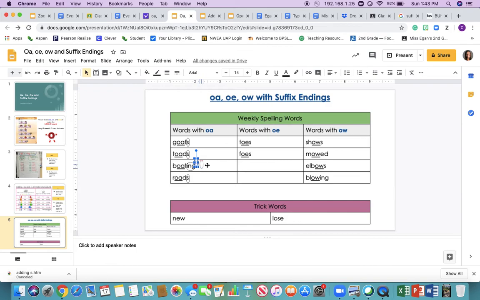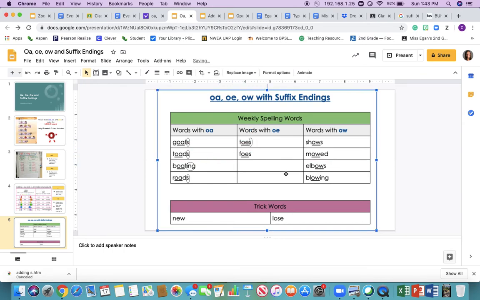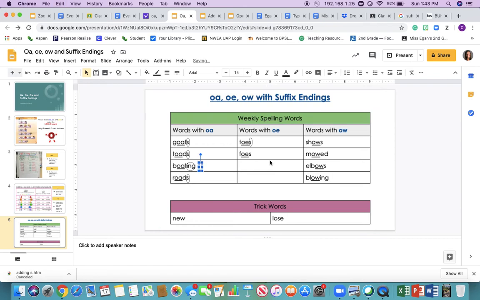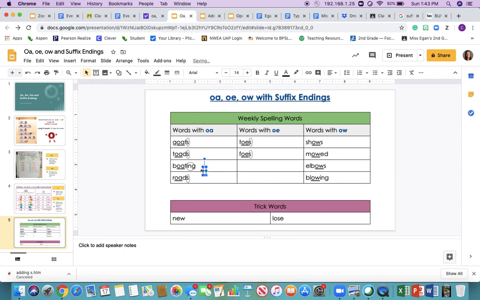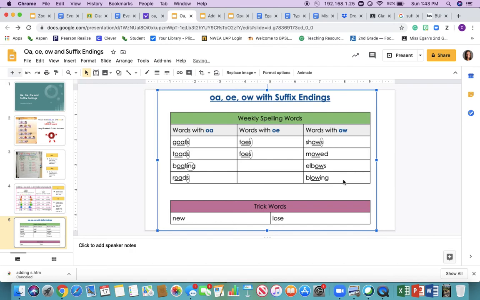Think about what the suffix is in toes. You're right. The suffix in toes is S, so the base word is toe and the suffix is S. That's the same in the word foes. A foe, remember from last week, is like an enemy, right? So now you have multiple enemies. All right. Shows, same thing. Base word show, suffix S.